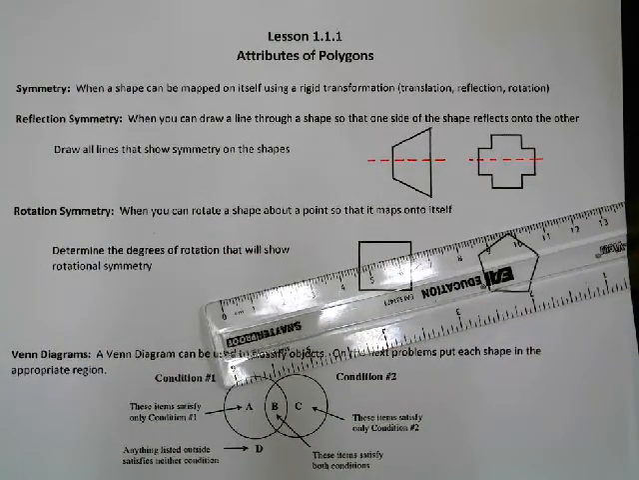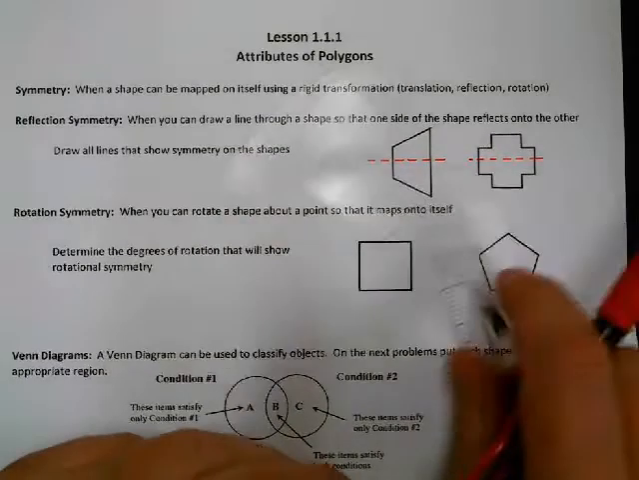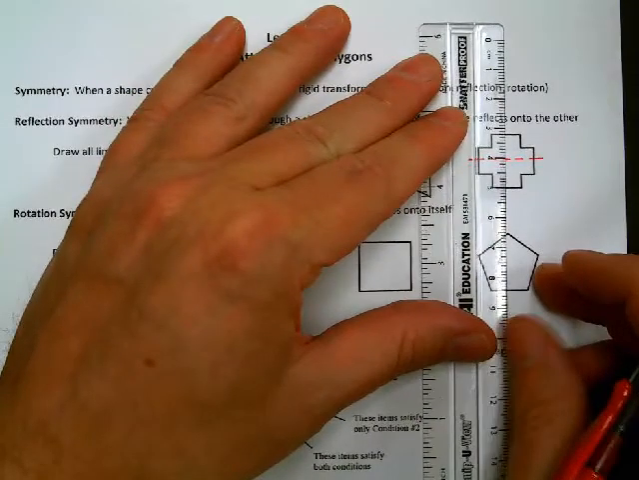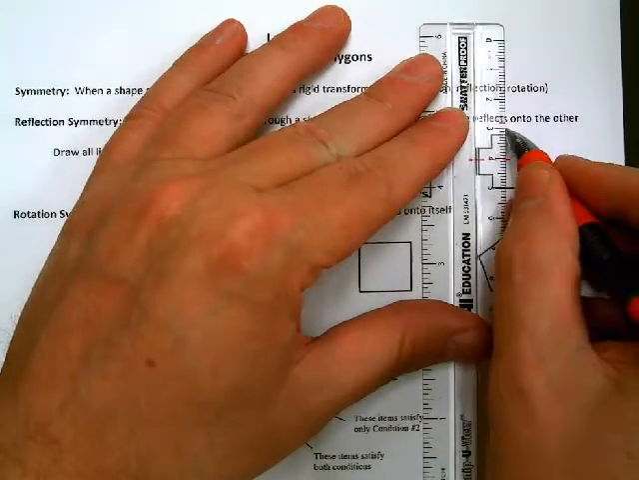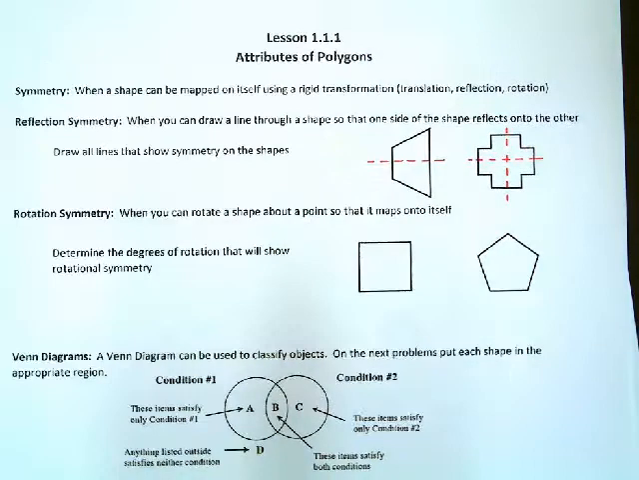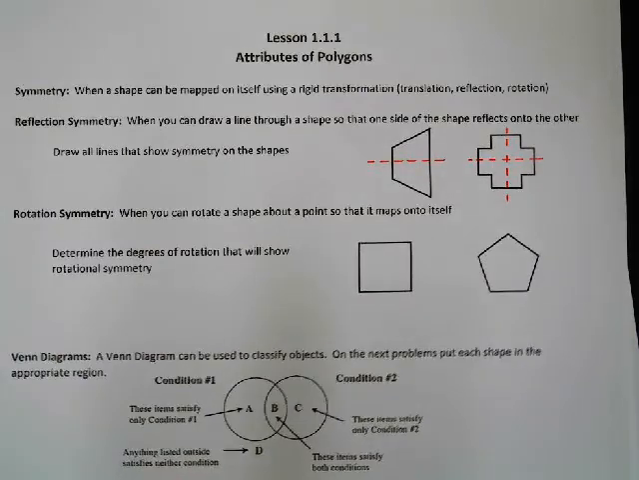But that's not the only line of reflectional symmetry. I've done horizontal here. I could also go vertical. Do you see any other lines that I could reflect over? There are a couple more. You don't just have to go straight up or straight down. There are a couple more lines that we could do.